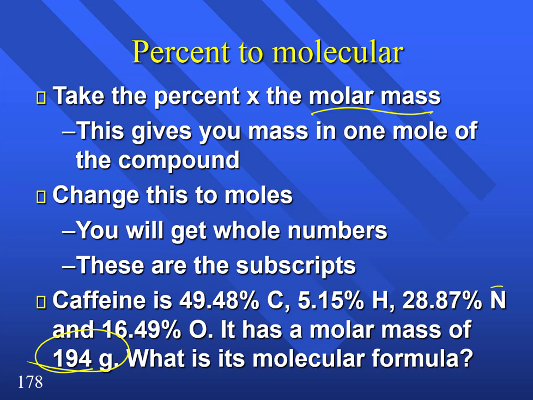And then divide the 194 by that empirical formula. It'll tell you how many times to multiply. You'll get the same answer. If you've already done the percent part of it, there's no sense starting over and doing the molar mass. But if you haven't, then you got some work to do.